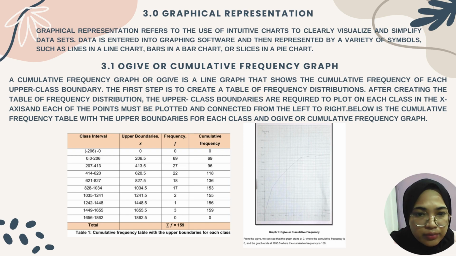Next, ogive or cumulative frequency graph. A cumulative frequency graph or ogive is a line graph that shows the cumulative frequency of each upper class boundary. The first step is to create a table of frequency distribution. After creating the table, the upper class boundaries are plotted on each class on the x-axis, and each of the points must be plotted and connected from left to right. Below is the cumulative frequency table with the upper boundaries for each class for the ogive or cumulative frequency graph.